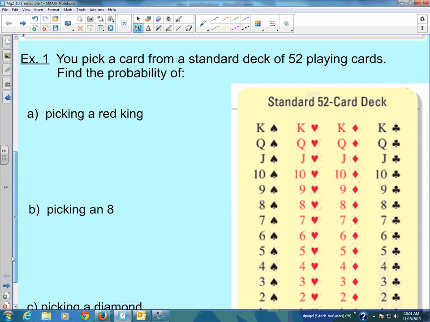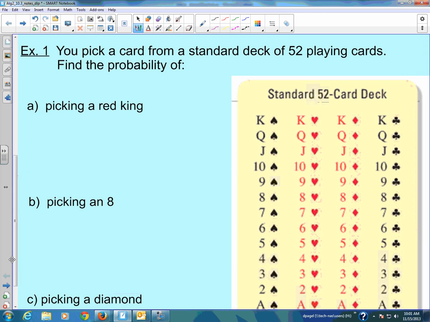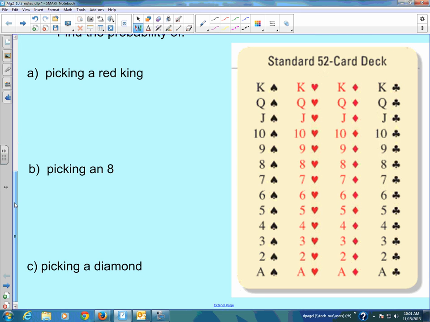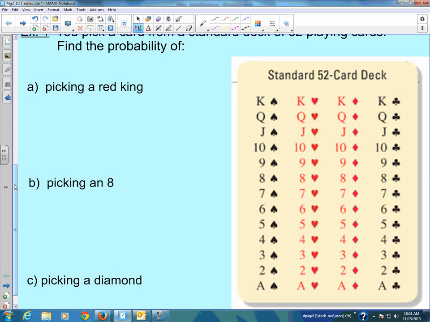Let's talk about some examples from a deck of cards. We're going to pick from a standard deck, which has 52 cards and 4 suits. Here are the breakdowns of each of the suits, the types of cards in each suit. We want to find the probability of these 3 different conditions. What is the probability of me picking a red card? I have 52 cards out on the table, all face down, and I want to pick a red one. So my event A in this case would be picking a red.